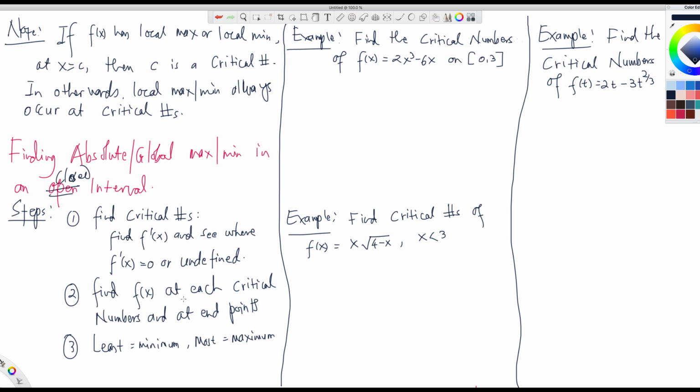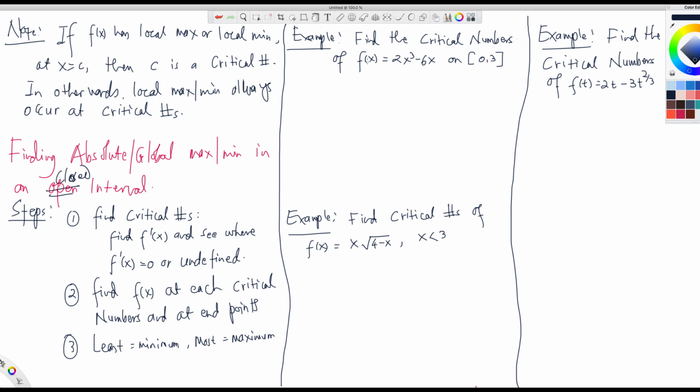Find f(x) at each critical number and at the endpoints, okay? So you plug those critical numbers into f(x) in the question, and then also plug in the endpoints, and then you will see which one is the min. The smallest one is the minimum, and the biggest one is the maximum. And again, the function must be defined in the interval for a local max or local min, okay? Otherwise you cannot say for sure, okay?